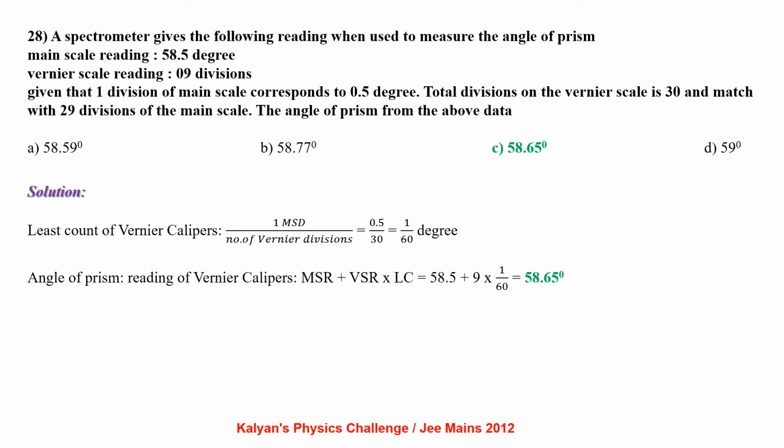The angle of prism from the above data is found as follows. Least count of the vernier calipers is 1 MSD by number of vernier scale divisions, that is 0.5 by 30, which is 1 by 60 degree. Angle of prism is the reading of the vernier calipers, that is MSR plus VSR into LC. So 58.5 plus 9 into 1 by 60, which comes out to be 58.65 degree.